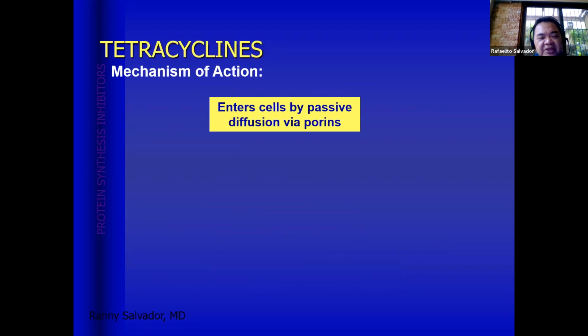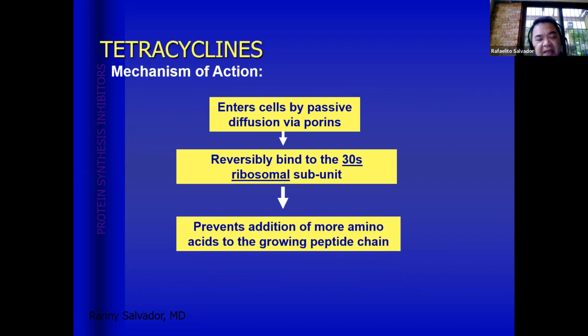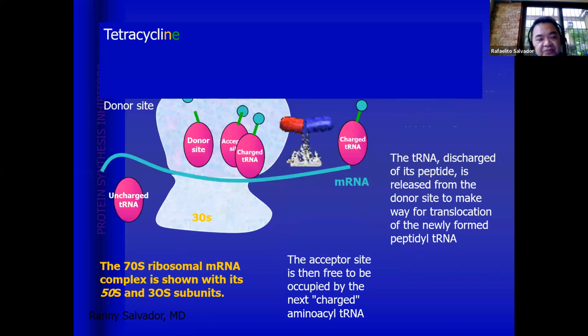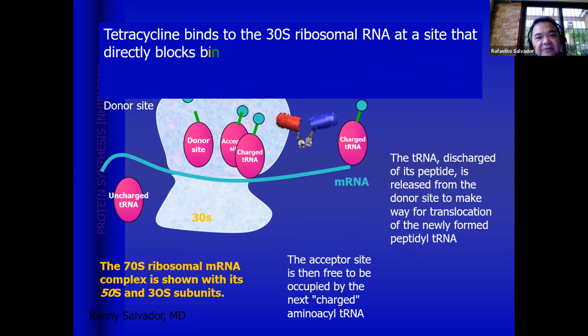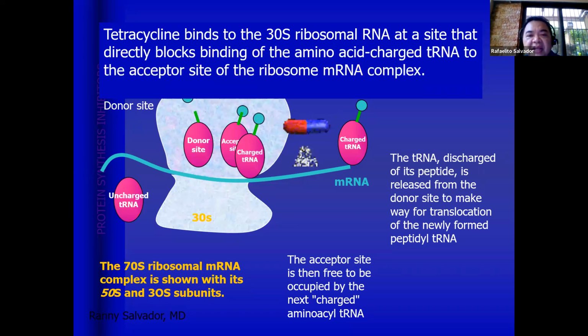So again, it enters by passive diffusion via porins and reversibly binds to the 30S ribosomal subunit and prevents addition of more amino acids to the growing peptide chain. So sa 30S siya ha. So it binds to the 30S ribosomal RNA at a site that directly blocks binding of amino acid charged tRNA to the acceptor site of the ribosome mRNA. So tandaan nyo kung di sila action mga drugs ta.